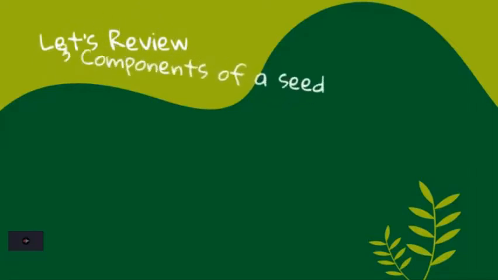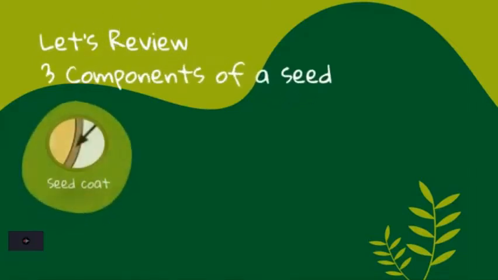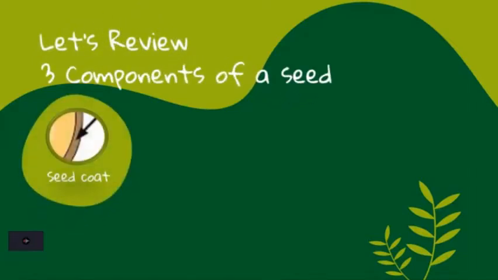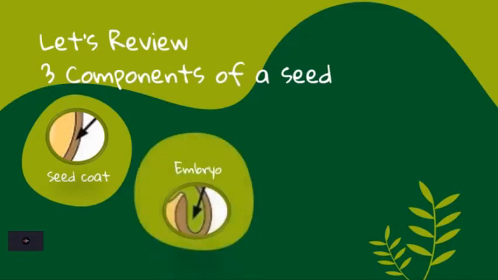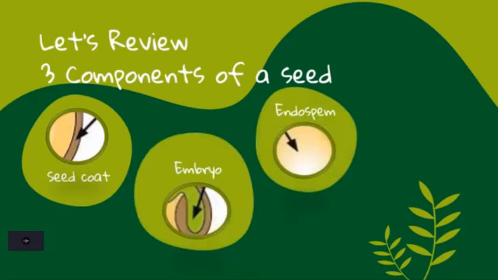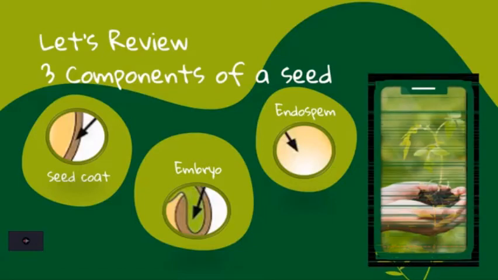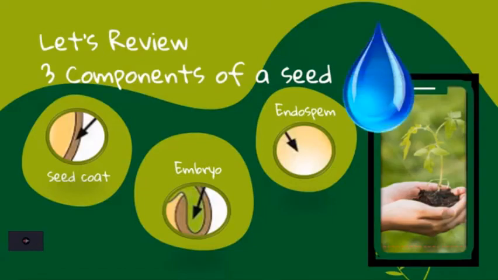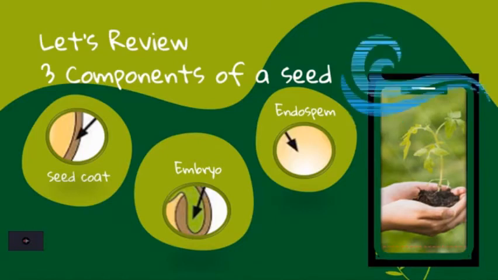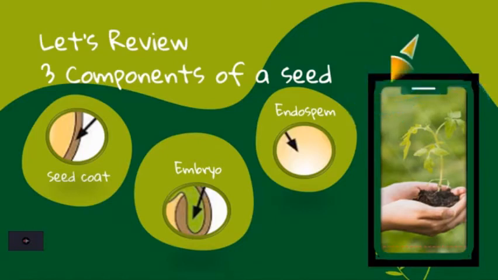Let's review. 3 components of a seed. Seed coat. It protects the seed. Embryo. This is the baby plant inside the seed. Endosperm. It nourishes and gives food for the seed. Factors affecting the germination of the seed are water, oxygen, and sunlight.